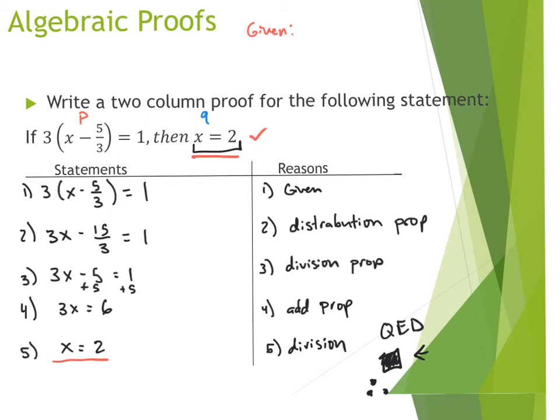You have to have these at the end of your proofs every single time. Every single time. It's like the period at the end of a sentence. If you don't have it, then I think you're not done. Okay? So always make sure you sign off on every single proof. Now let's go to the next one.